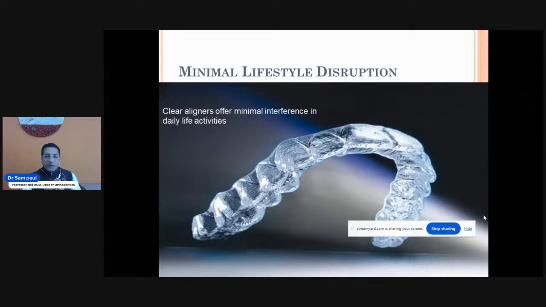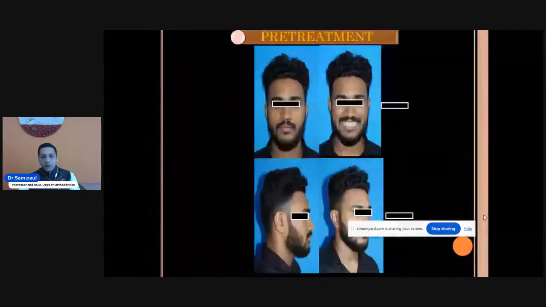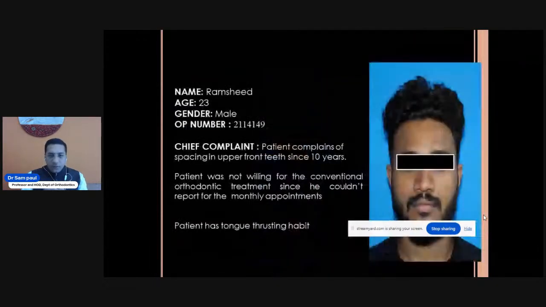So in the case of aligner treatment, that problem is also solved. You don't have to visit your orthodontist on a regular basis. If you have some problem, you can go. Otherwise, you don't need to visit an orthodontist every month. That is the major advantage of aligner treatment. Let me show a few cases which we have completed using clear aligner treatment.